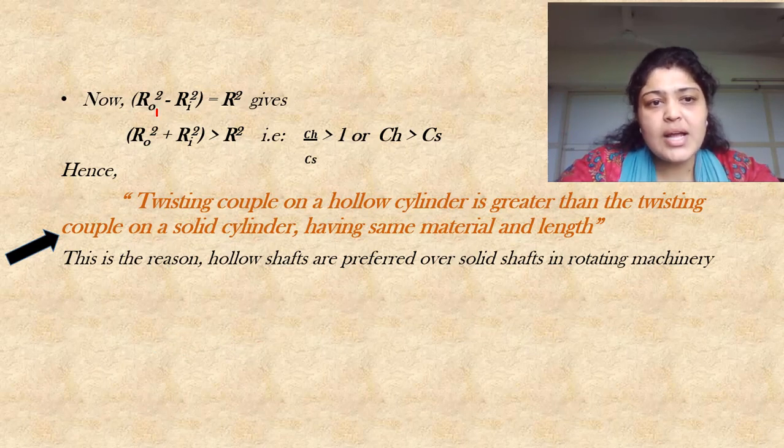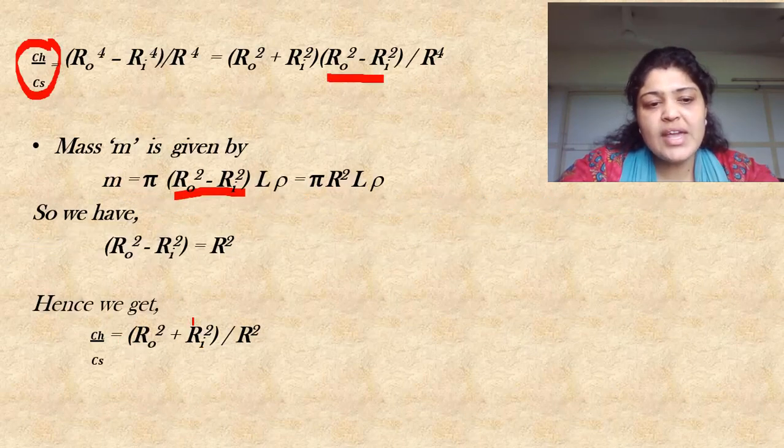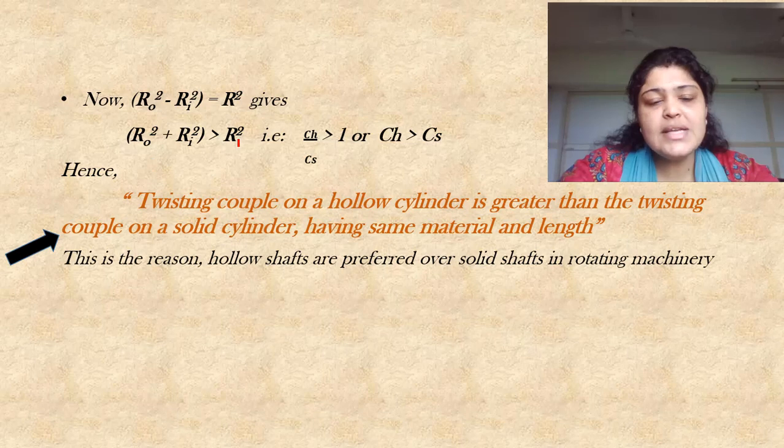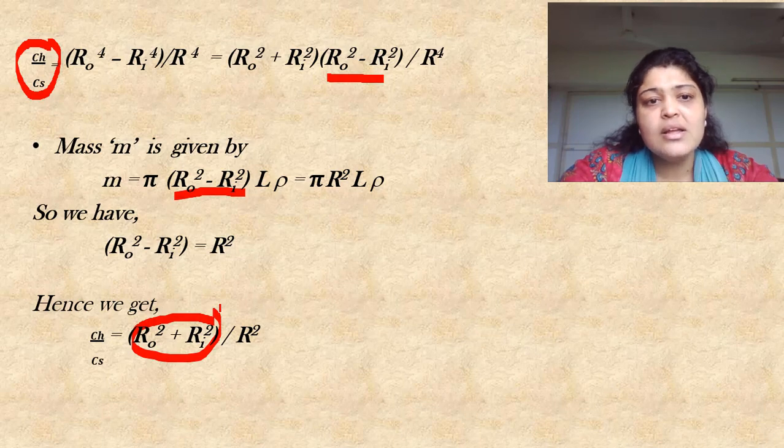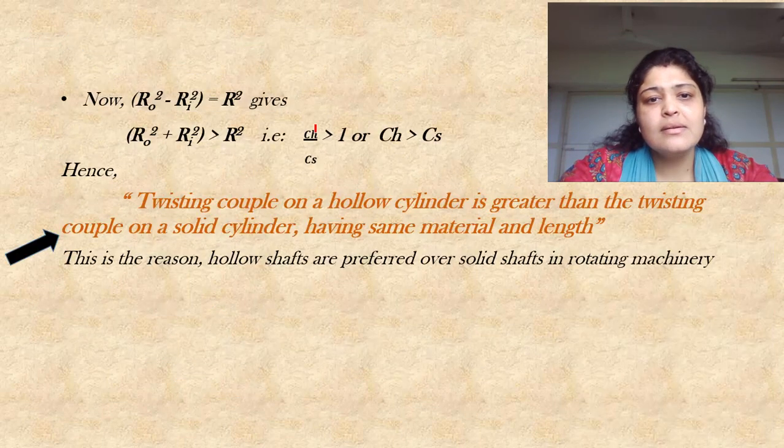Now this equation, Rho square minus Ri square is equal to R square, gives that Rho square plus Ri square should be greater than R square. Because this is equal to R square, we substitute, so we get the equation Rho square plus Ri square is greater than R square. What does that mean? CH upon CS is a ratio of Rho square plus Ri square upon R square. Now this term is greater than R square. That means CH upon CS is greater than 1, or we can say CH is greater than CS.